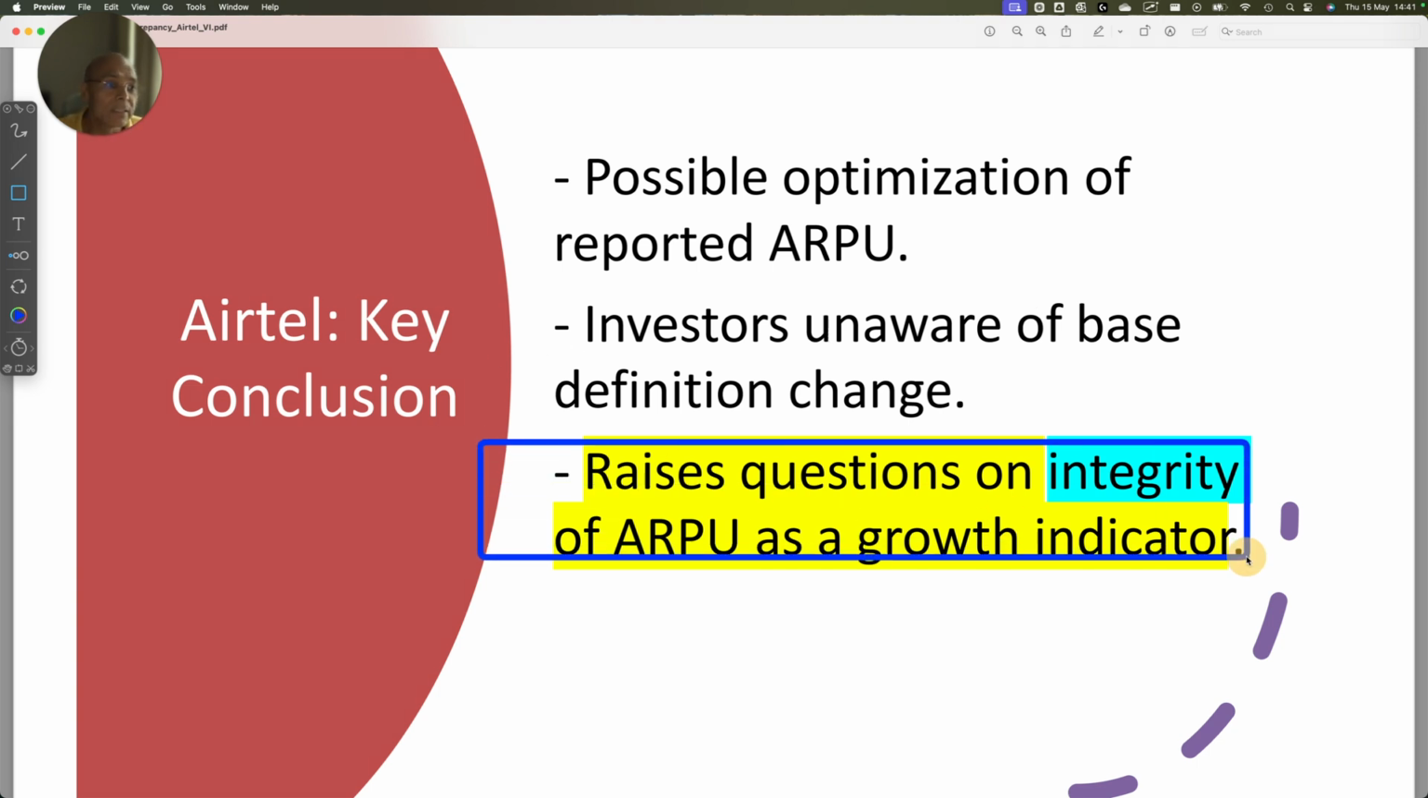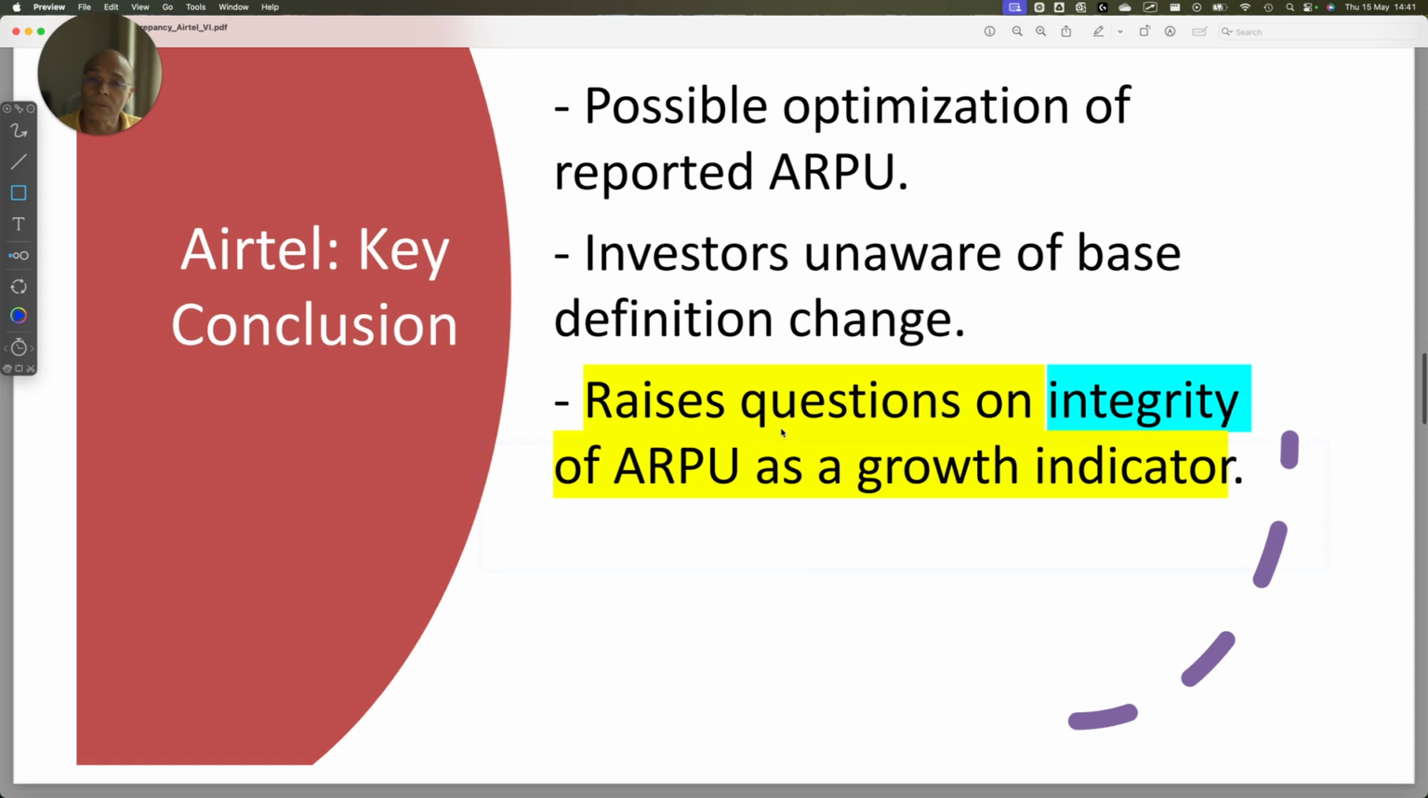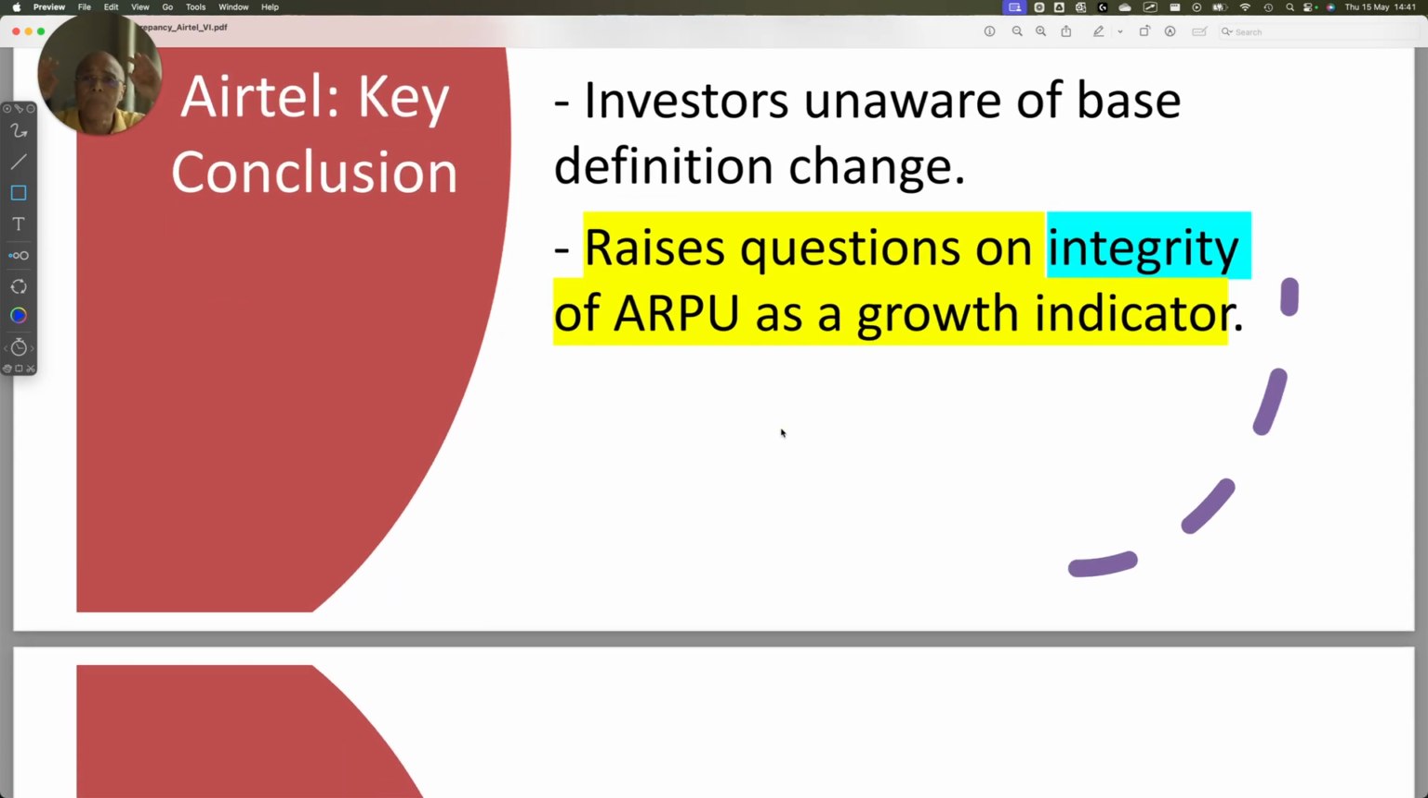It raises a question on the integrity of ARPU as a growth indicator. So ARPU is a misleading number, because there is no way to figure out what is going on. You take the M2M out, then you take the dummy subscriber out, and then you come out with a negative number. What is going on, right?